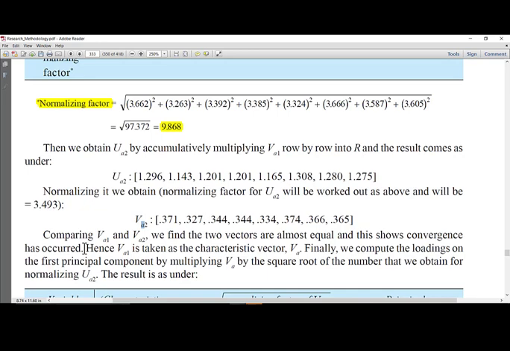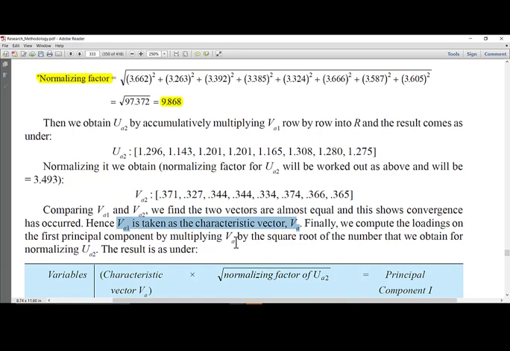And in this case, as there is similarity between VA2 and VA1, VA1 is taken as the characteristic vector VA. Finally, we compute the loadings on the first principal component by multiplying VA by the square root of the number that we obtained for normalizing VA2. What is the number we have obtained for normalizing VA2? That is 3.493. So take the square root of this 3.493, that is 1.868.